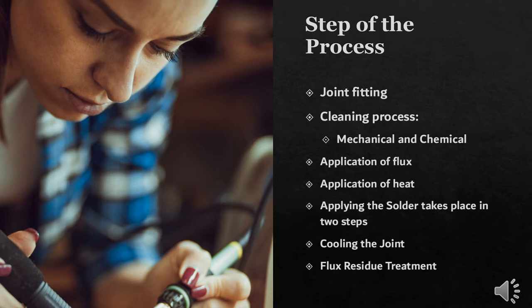In this process, as soon as possible after the soldering process, the material should be cooled using water spray, or maybe an air blast, or maybe another liquid that can make the cooling process faster. After that, we go to the next process, which is flux residue treatment.